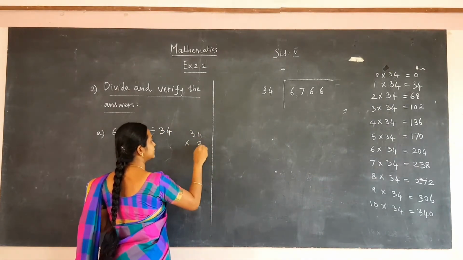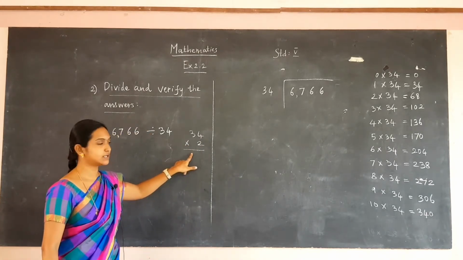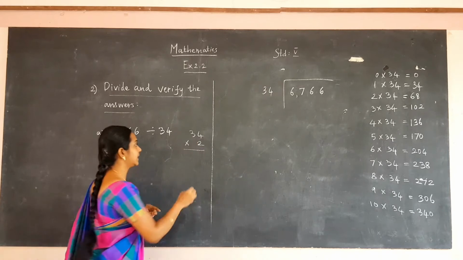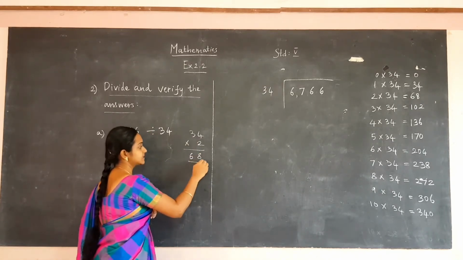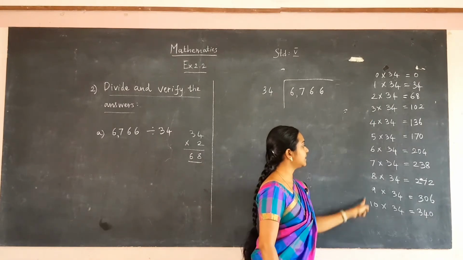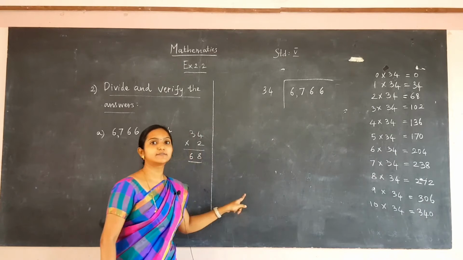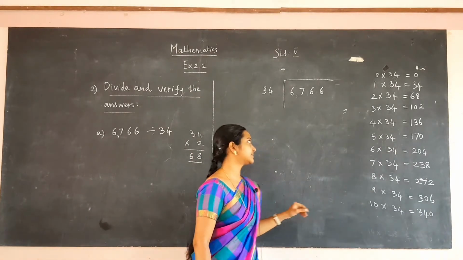34 into 2. If you know the second table, you can do like this. 4 into 2 will be 8 and 3 into 2 will be 6. So the answer is 68. Now likewise we can multiply all the numbers. If you know from the first table to 9th table, you can do like this.